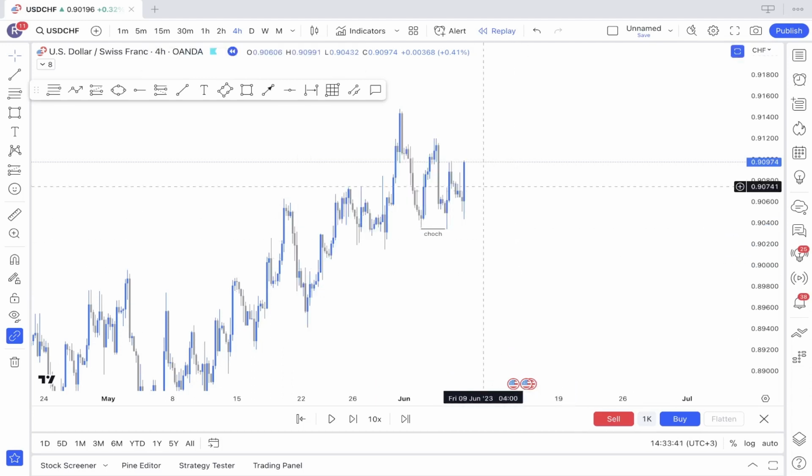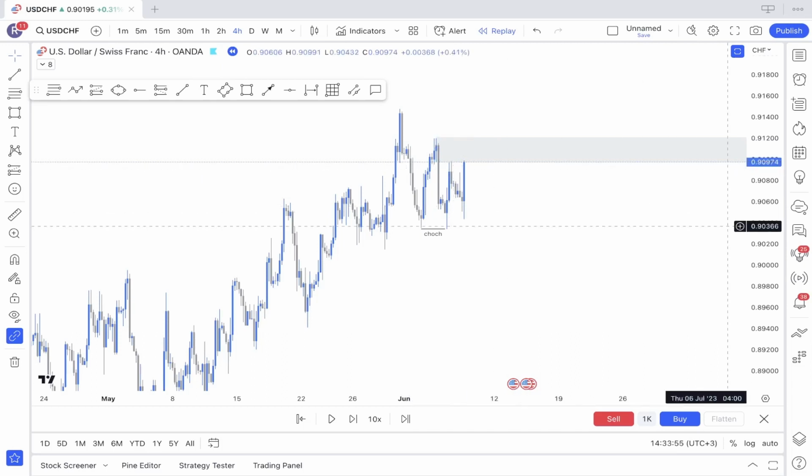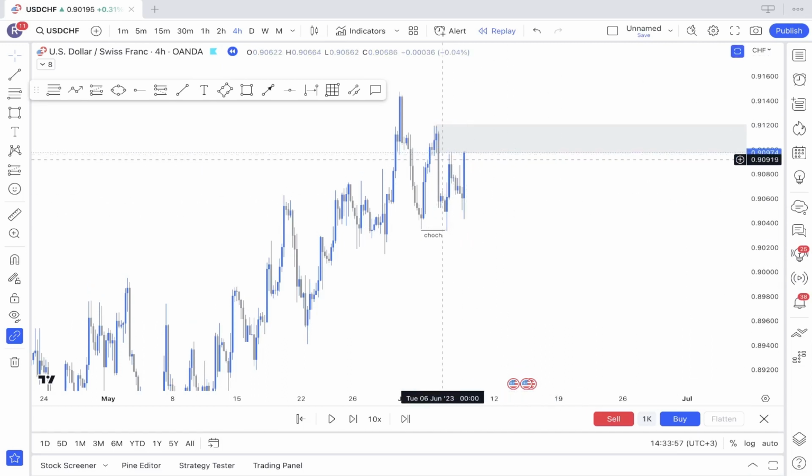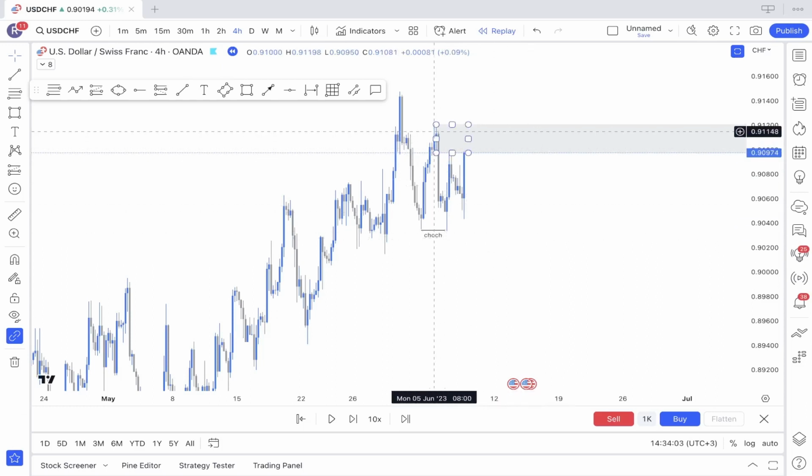So after that, I was looking for a point of interest, and I saw this very good point of interest, this supply level on the 4-hour right here that already rejected once. Okay, so we already had a rejection. Now price was looking like it wanted to grab liquidity above this high before dropping lower. So for me, this was my 4-hour point of interest.